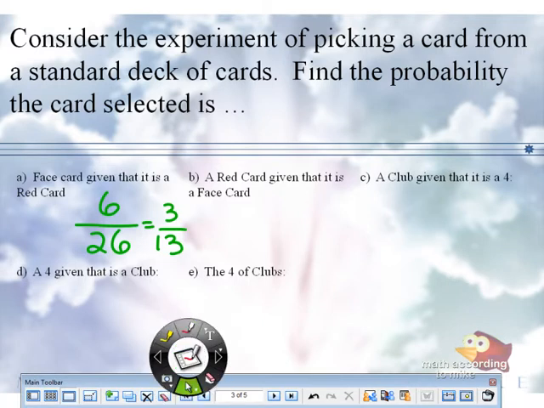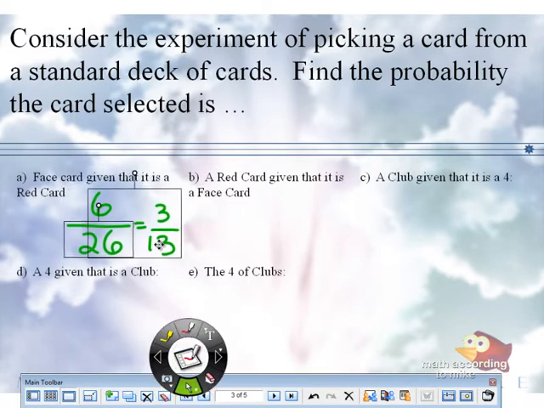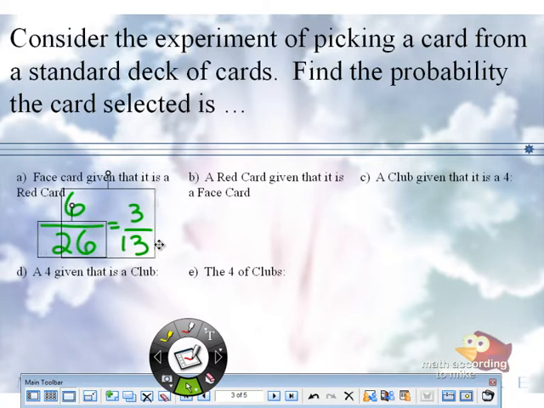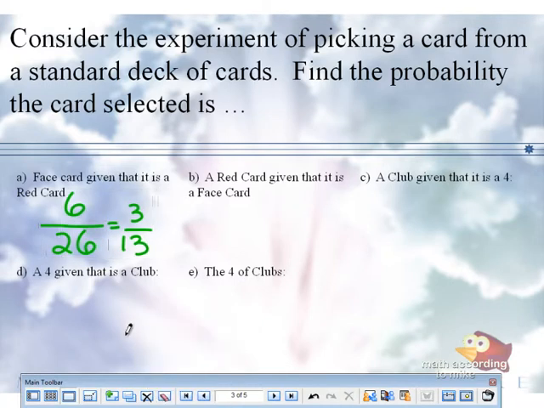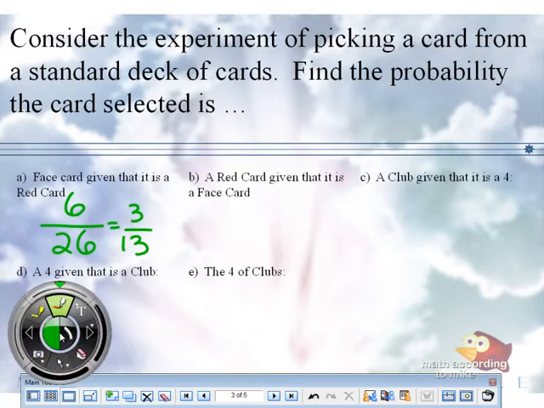I'm going to move that over a little bit. That's better. You said 26 are red cards. Correct. So the denominator represents the number of red cards. Let me write this in. So, number of red cards. The numerator represents the number of face cards that are red. In other words, the intersection.